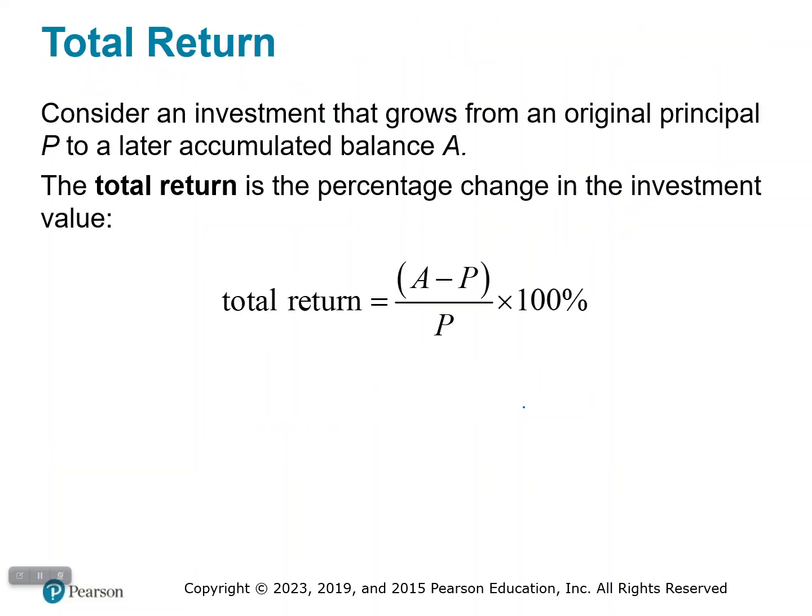Consider an investment that grows from an original principal P to a later accumulated balance A. The total return is the percentage change in the investment value. So your total return is the accumulation minus the original principal. Right? So the extra you got divided by the original principal, and then we multiply it by 100 to turn it into a percentage.